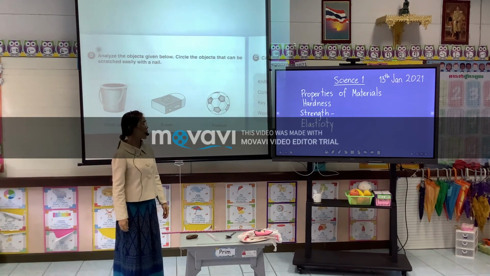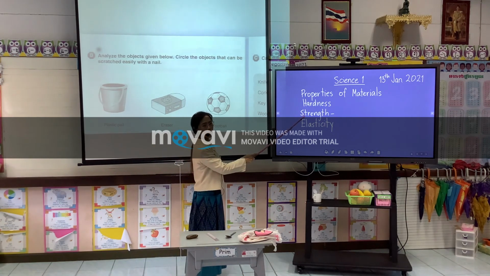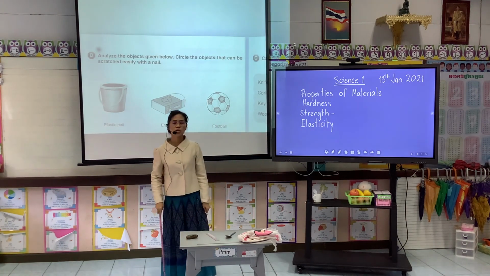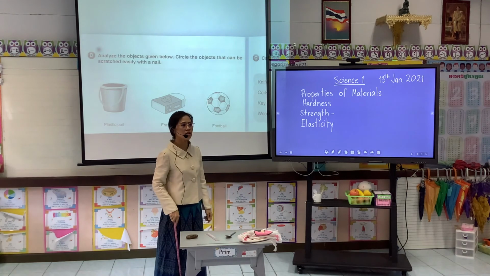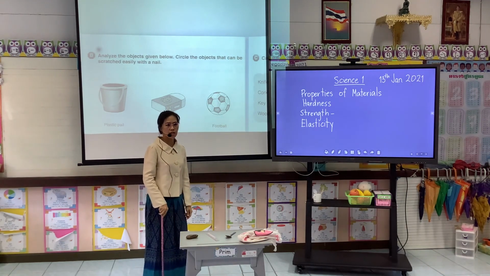Science 1, properties of materials. Hardness, today we did strength and elasticity. So tomorrow we will continue the rest of the properties of some materials.